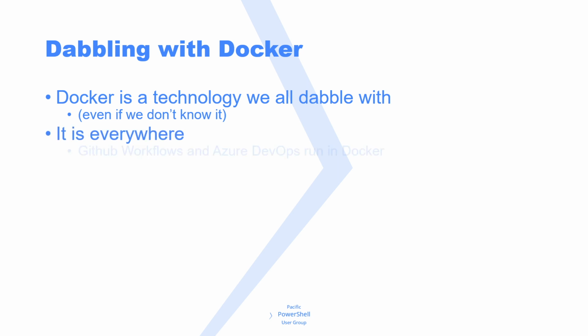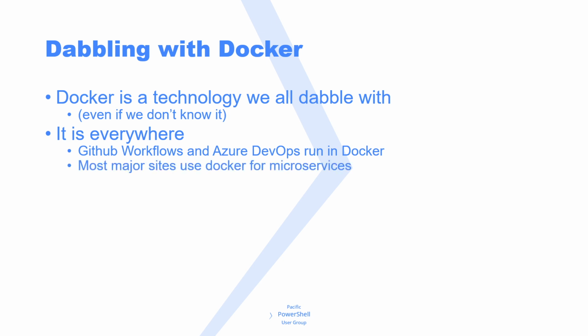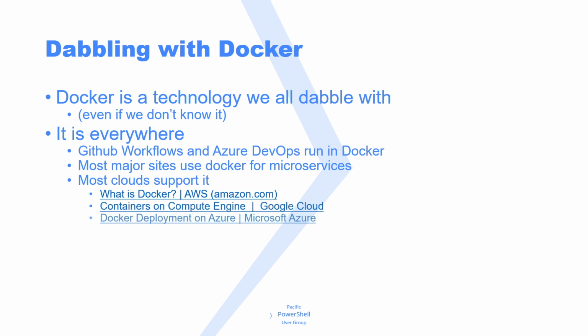It is everywhere. GitHub workflows and Azure DevOps run in Docker. That is how they work. You can also specify your own image for them to run in. It's great. Most major sites use Docker for microservices. Hey, that's the subject of the talk. Most clouds support it. You can use it on Amazon, on Google Compute, and of course on Microsoft Azure in Kubernetes clusters.